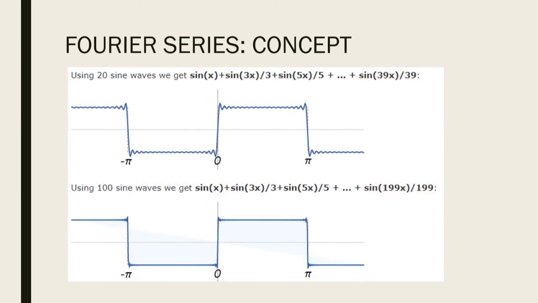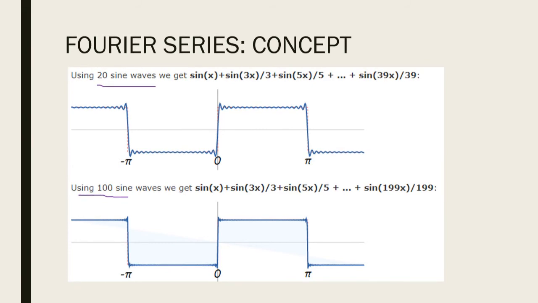As you can see here in the figure, using 20 sine waves, we get from sine of x to sine of 39x all over 39. As you can see, it follows the odd pattern because sine of x is an odd function, so we need to use odd coefficients. In the 20 sine waves, it almost nearly follows the pattern of a square wave.